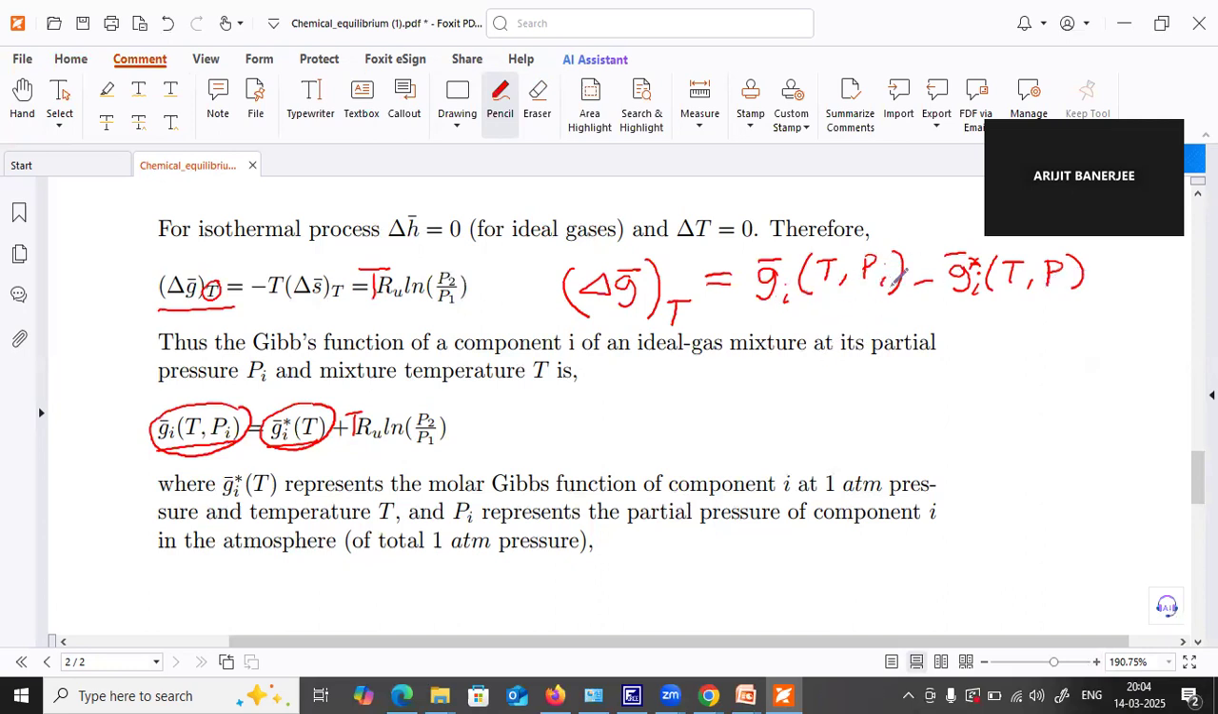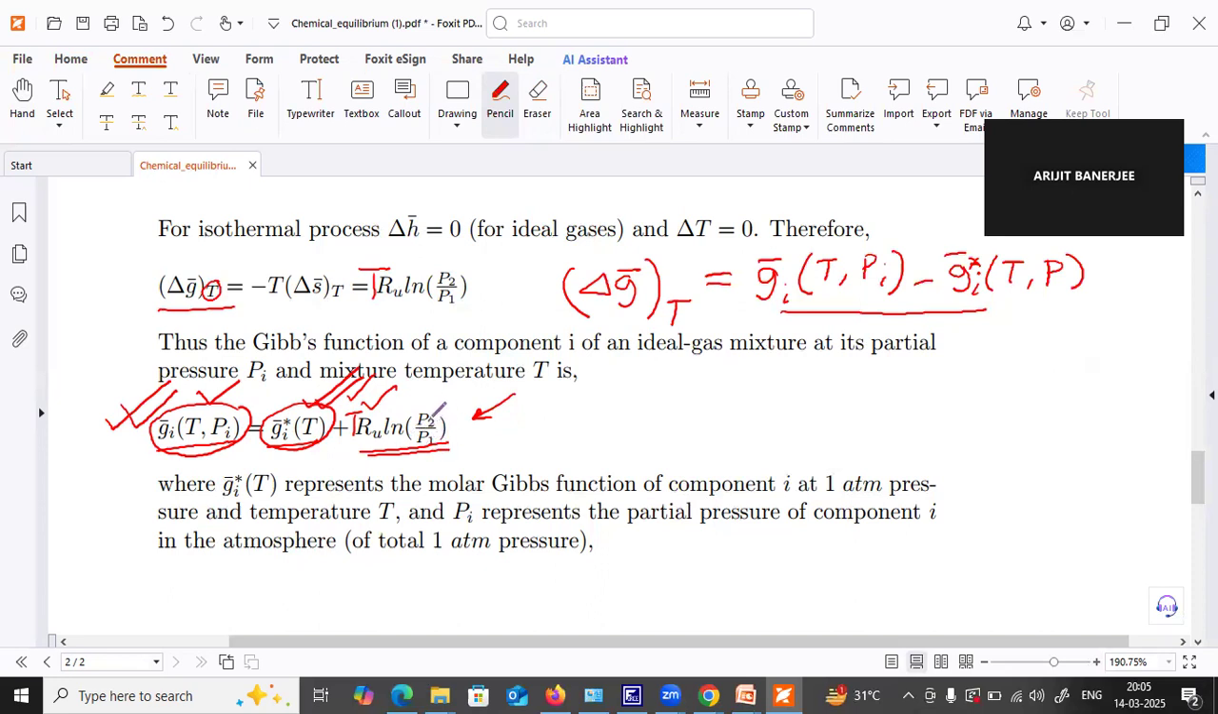Now what we have done is we have replaced this in this equation, and therefore this is equal to G_i at the temperature and the unknown pressure, and G_i star at the known pressure. This is available from the table and this is not known. So I can calculate this in terms of this. And this you can always calculate if you know the change in pressure. Temperature is already specified, so temperature is known.